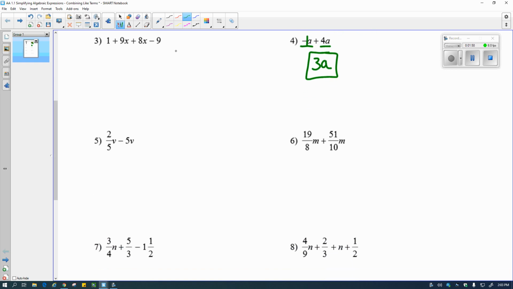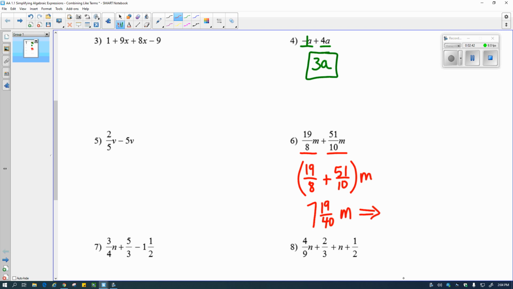I'm going to be combining the terms that are alike, and so I have m and m. And so what I'm going to punch in my calculator is 19 over 8 plus 51 over 10, and then whatever I get is going to go in front of the m. So I grab my calculator and the fraction key, and I do 19 fraction 8 plus 51 fraction 10, and I will get my answer, it shows up on mine as 7 and 19/40 m.